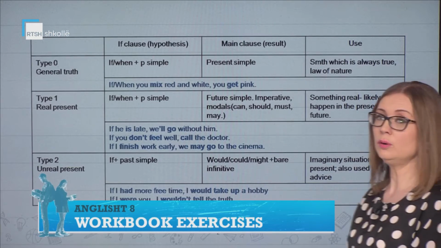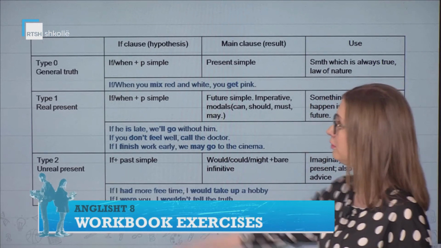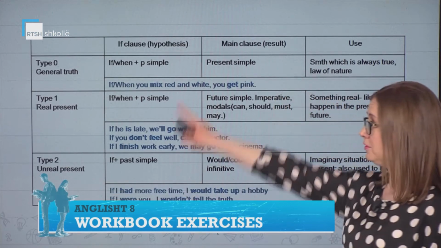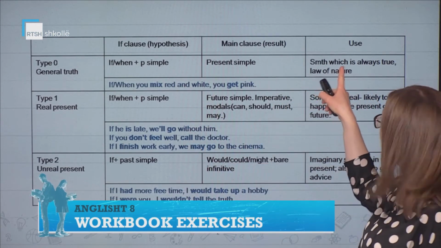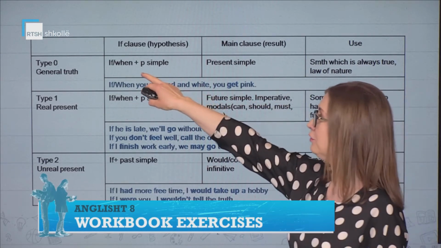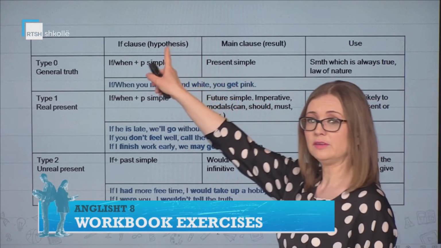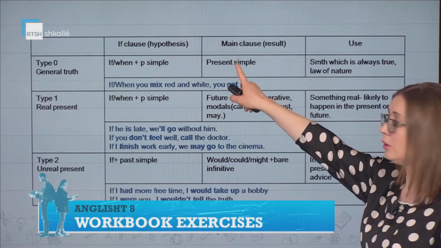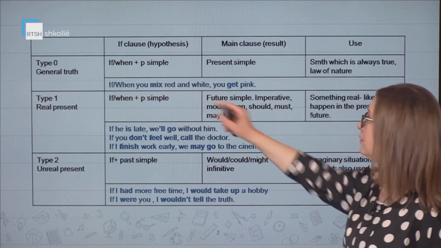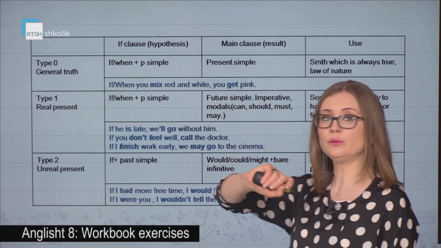And as you know, we explained the first three types of the conditional clauses: type 0, type 1, and type 2. Type 0 conditional talks about something which is always true or a law of nature. And we have if or when plus present simple at the if clause, that is a hypothesis, and in the main clause we have present simple. If or when you mix red and white, you get pink. So that is type 0 conditional.